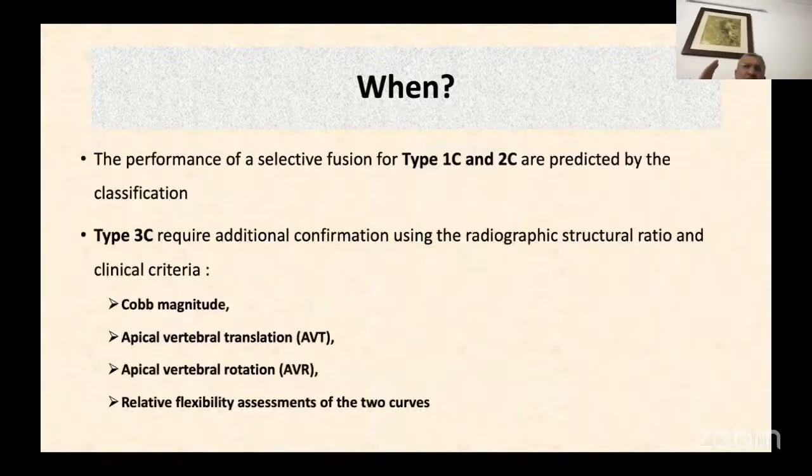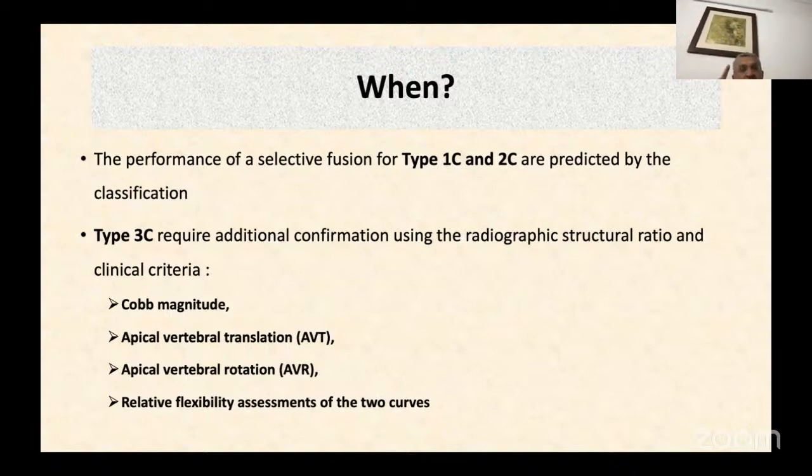Therefore, if you take a Lenke 1C curve, by definition, what does it mean? The main thoracic curve is structural and the lumbar curve crosses the midline but is non-structural. Similarly, it applies to the 2C curve. Therefore, as per the principle of scoliosis correction, all the structural curves need to be fixed. When you say a Lenke 1 curve, that means the thoracic curve is structural, and the C means the lumbar modifier is crossing the midline. But basically, when you are doing a selective fusion, you are fixing only the structural curve.